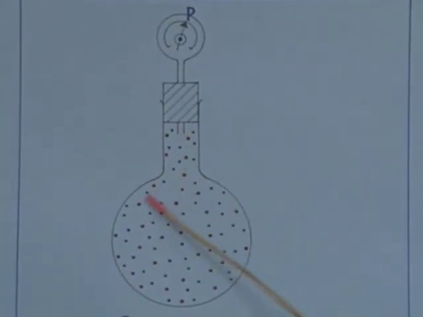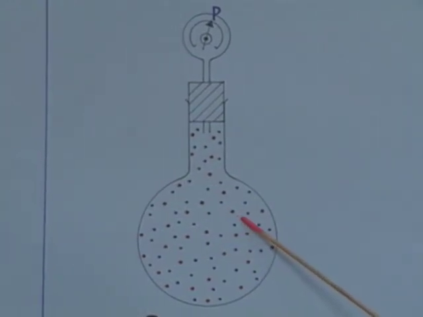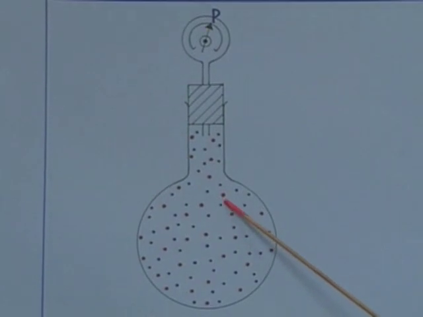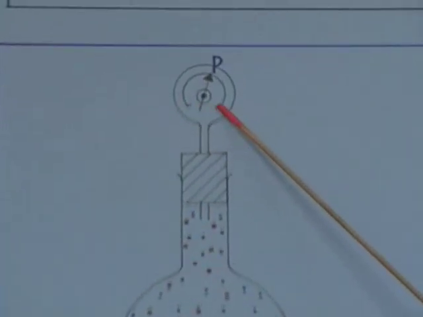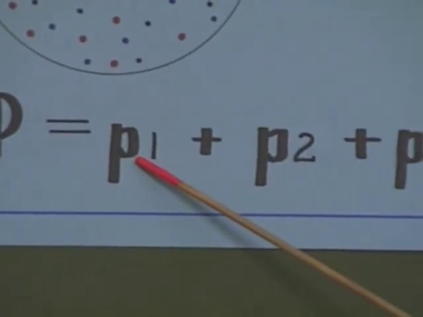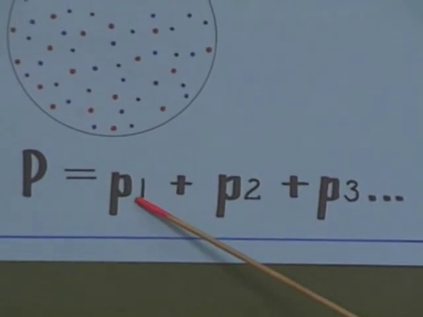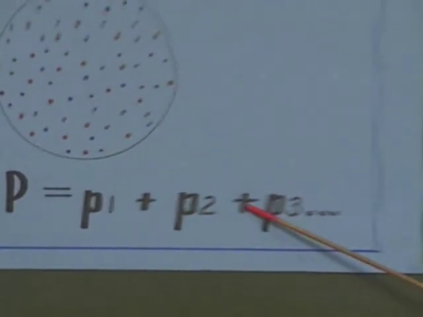If more than one gas is placed in the same container, they will rapidly diffuse to give us a homogeneous mixture. According to Dalton's law of partial pressures, the total pressure of the gas mixture is equal to the sum of the partial pressures that each gas would exert if that was the only gas present in the container.